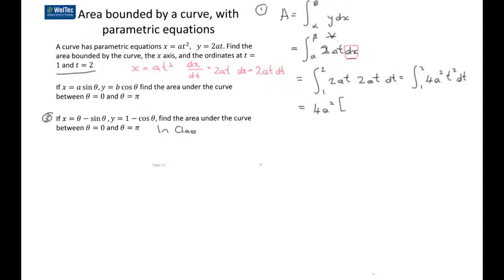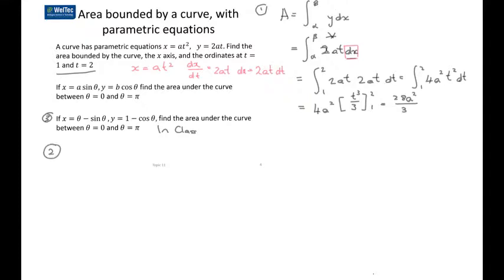Then we can do the integration. The integral of t squared is t cubed over 3, and now we can put in the limits of 2 and 1, and that'll give us 28a squared over 3. Okay, I do have space to do number 2.